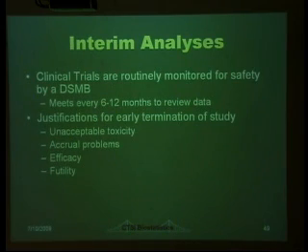So the last setting that I want to talk about is this issue of interim analyses. Clinical trials are routinely monitored for safety by a data safety monitoring board. They meet every 6 to 12 months to review the data. And there are a lot of justifications that they might have for early termination of the study.